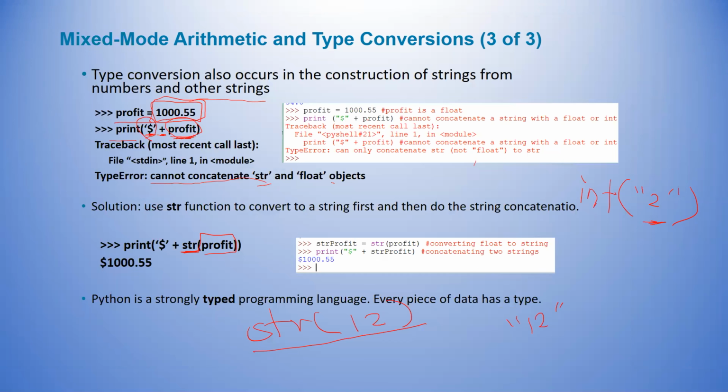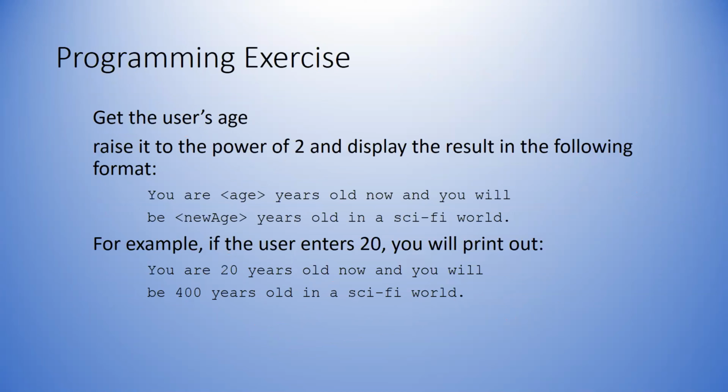Any questions, everybody? Because now you have two strings. One string, this is also a string, so now you can print this out. But you cannot do this plus profit. You cannot do that because profit is a float. You have to convert it to a string. Instead of doing that, we will do that next time.